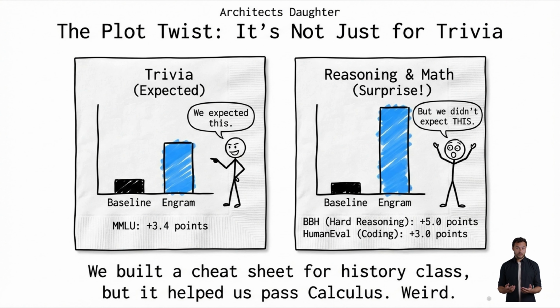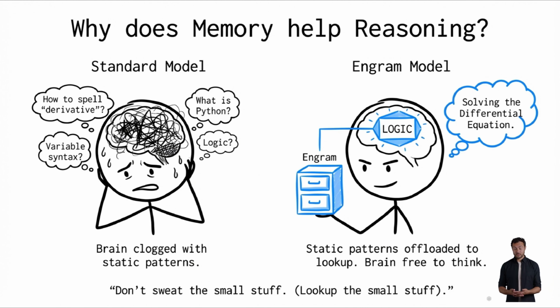But the surprise is on the right. Engram also lifts performance on tasks that rely less on recall and more on thinking. Hard reasoning benchmarks like BBH jump about 5 points, and even coding on HumanEval rises around 3 points. In other words, adding better memory doesn't only help the model remember, it seems to support stronger reasoning and problem solving too.